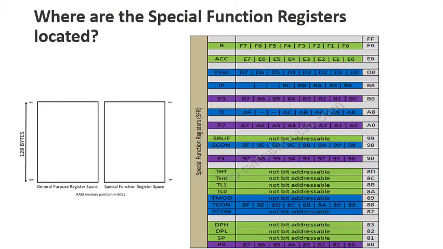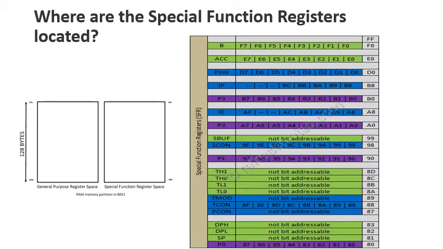If you are familiar with the architecture of the 8051 microcontroller, you might remember that it has 128 bytes of RAM. Well, that is not entirely true. The 8051 microcontroller has 256 bytes of RAM divided into two parts, a 128 byte general purpose area and a 128 byte special function register space.